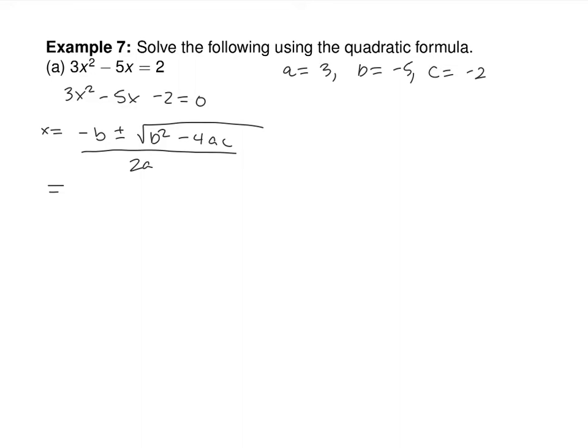Okay, so I'm gonna do some stuff quickly here because I think being fast is also a good skill. When you plug in -5, what happens to the double negative? Becomes a positive.